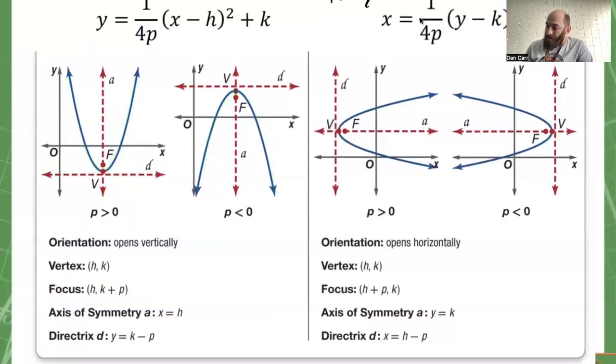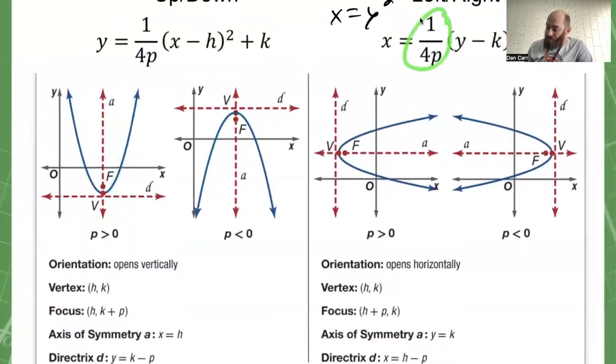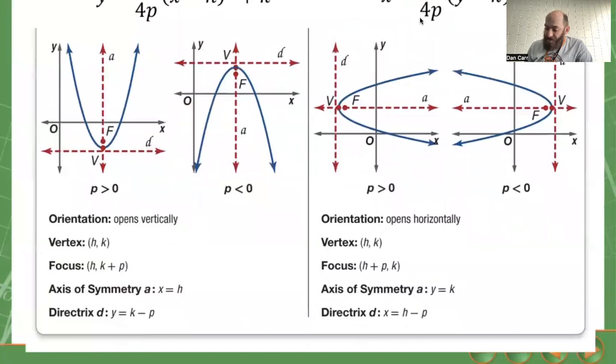When we have it in this setup on the sideways one right here with the 1 over 4p, if this is my vertex here, the focus is going to be to the right or to the left. So what we do is we take that p value and add it to the h, the x value of our vertex. Axis of symmetry: in this case, it's x equals h just like before, but if it opens sideways, it's y equals k. That's going to be our axis of symmetry.